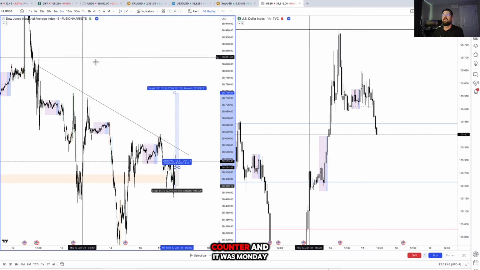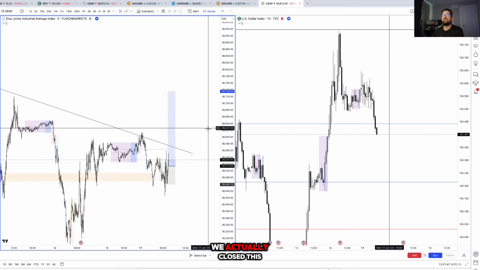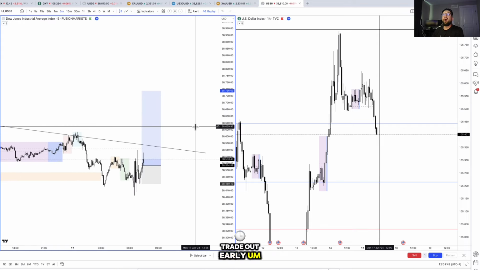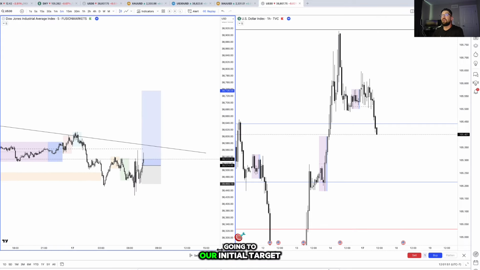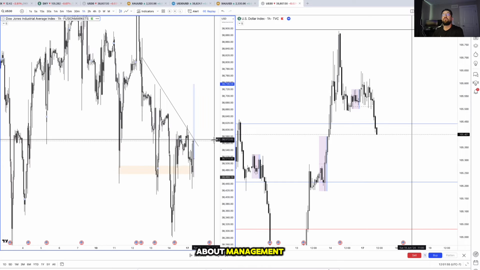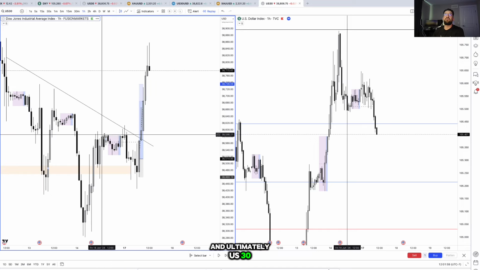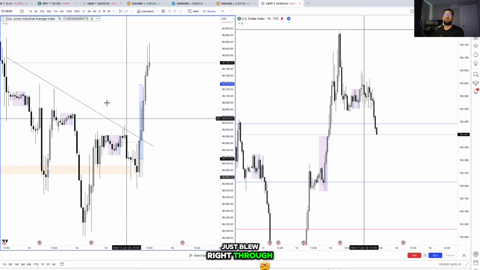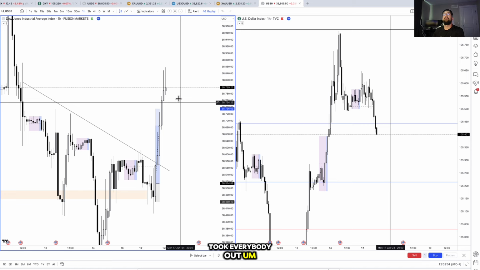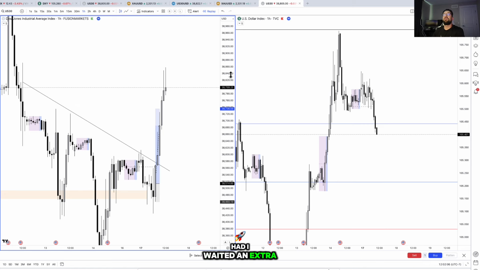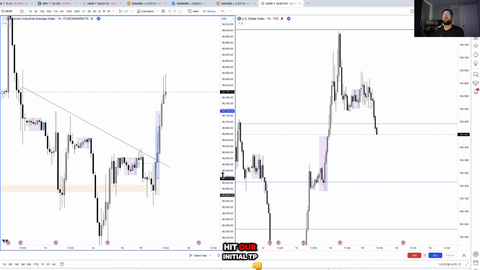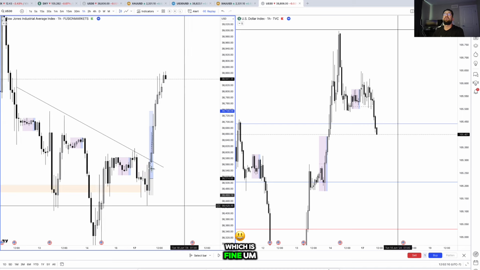Because this was counter and it was Monday, we actually closed this trade out early. This did end up going to our initial target, but that's fine. More about management when it comes to these types of trades. And ultimately, US30 just blew right through, took everybody out. Had I waited an extra couple hours, we would have actually hit our initial TP, which is fine.